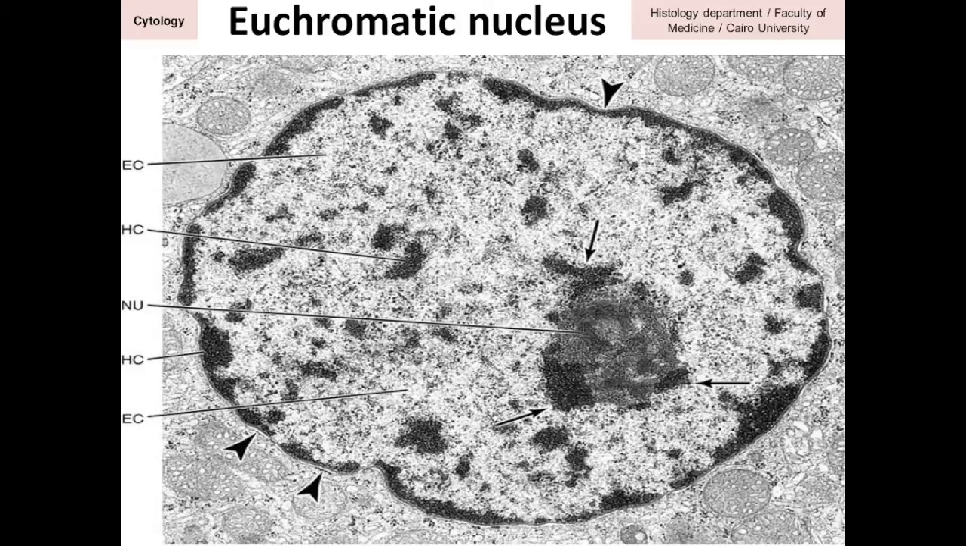Here we have also the nucleolus associated heterochromatin, all these dark areas, and all of this is the nucleolus. This is also nucleolus associated. The lightly stained dots are the euchromatin.